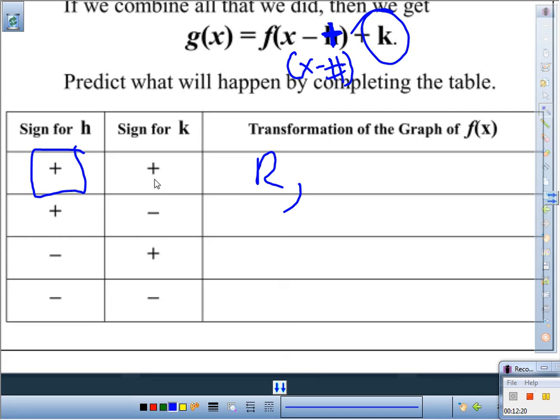K. If it's a positive number, tell your neighbor which direction that goes. Everyone. Up is correct. That is correct. So I helped you with the first one. Fill in the rest of them. You got 40 seconds. Ready? Go.